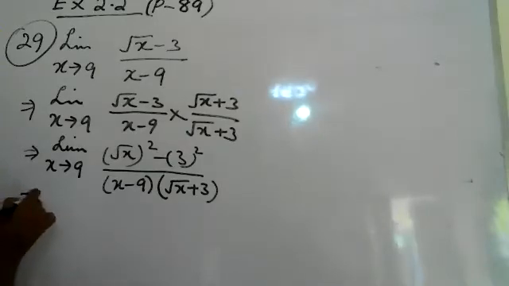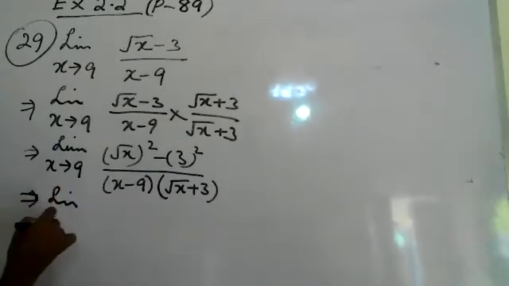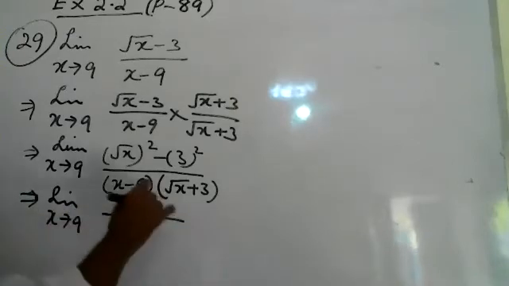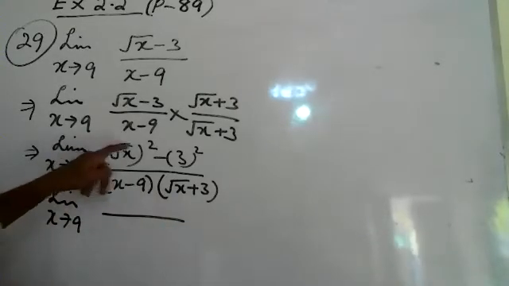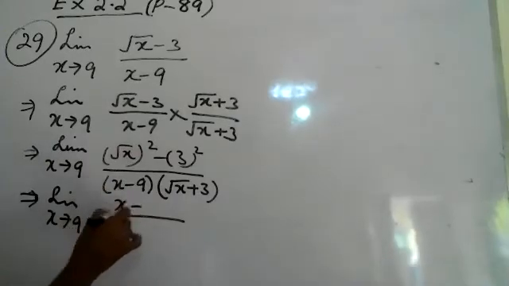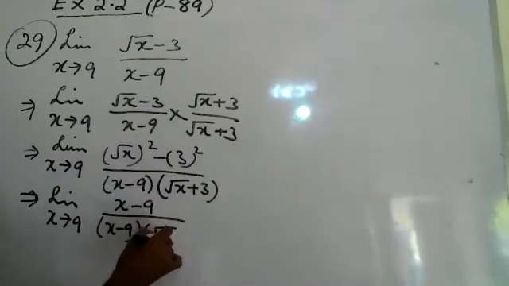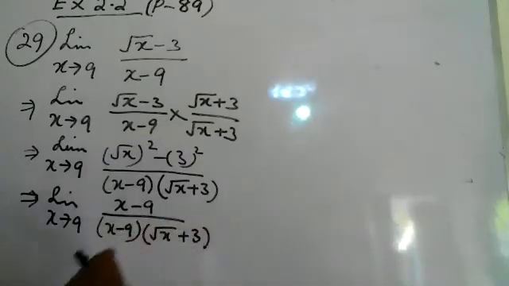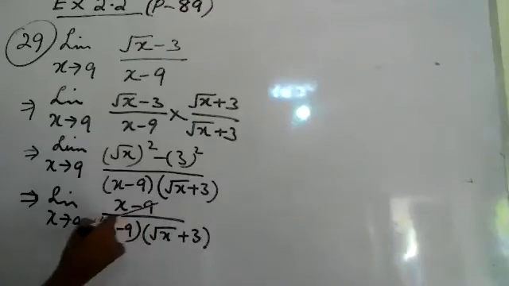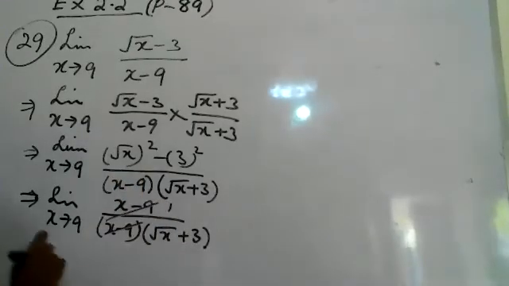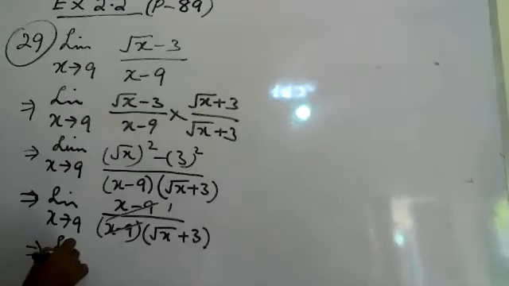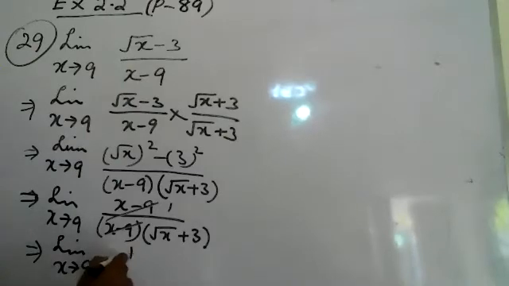It will become limit x tends to 9, under root x square will be x, minus under root 3 square will be 9, upon x minus 9 into under root x plus 3. x minus 9 is cancelled by x minus 9. We have limit x tends to 9, 1 upon under root x plus 3.